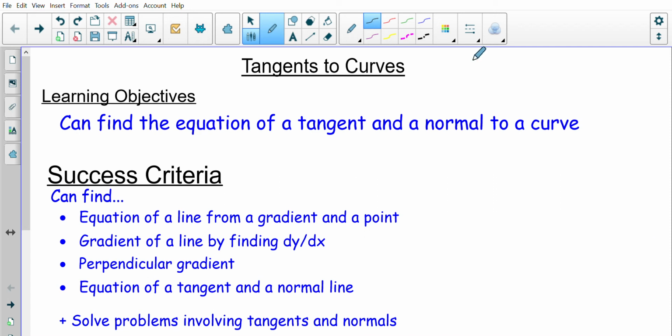In this lesson, we're going to learn how to find the equation of a tangent and a normal to a curve. To be able to do this, we need to remember how to find the equation of a line from a gradient and a point. We need to be able to find the gradient of the line using differentiation. We need to remember how to find the perpendicular gradient, and then we can put it all together using the formula y minus y1 equals m(x minus x1) to find the equation of the tangent and the normal.